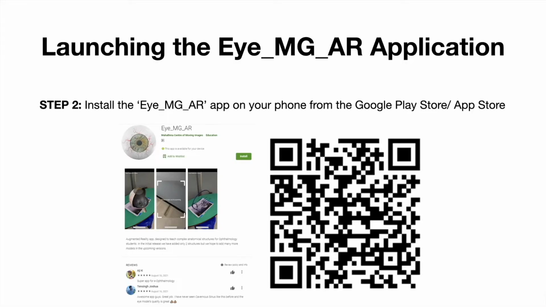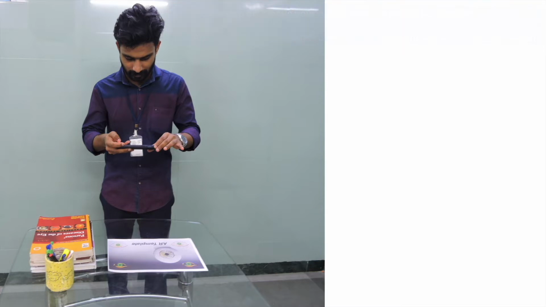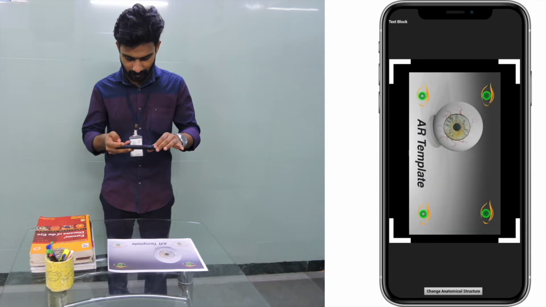Step 2. Install the IMG AR app on your phone from the Google Play Store or your App Store. Then launch the app and focus your mobile camera on the AR template. The AR template should be fitted within the borders shown on the display screen for the activation of the AR model. This is an animation of the same process.